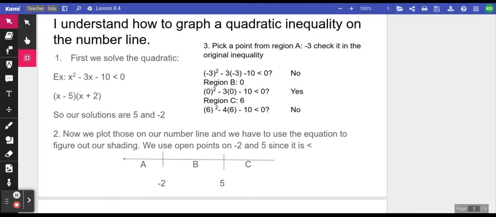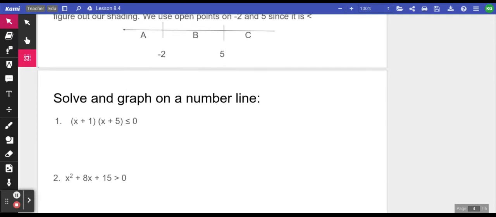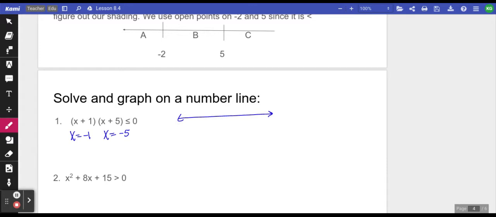Okay, go ahead and pause here and take these notes. Okay, so this first one, they've already factored for us, which is nice. So we just have to go about solving this. So I would solve this one as x equals -1, and this one as x equals -5. So I go ahead and put them on a number line. -5 would be on the left of -1. And I know they're both going to be solid circles because of the way this is set up.